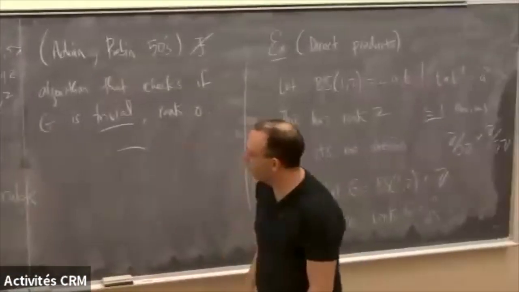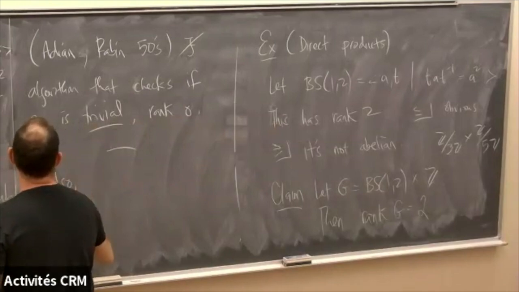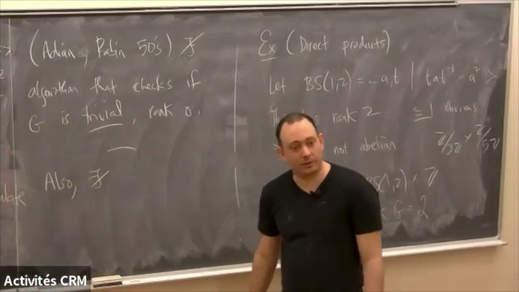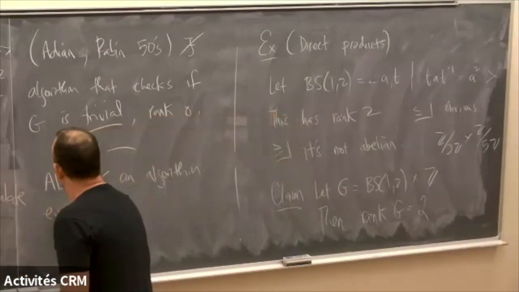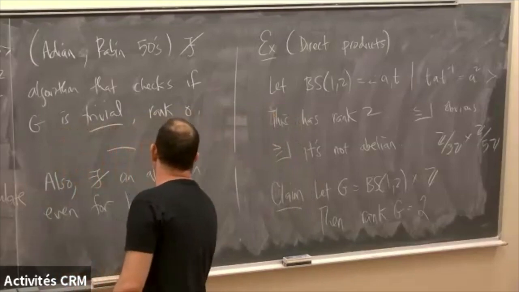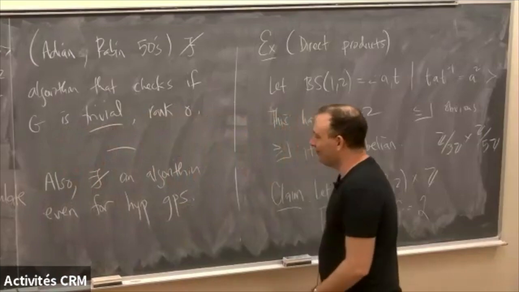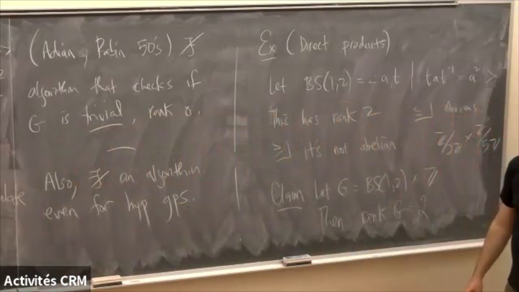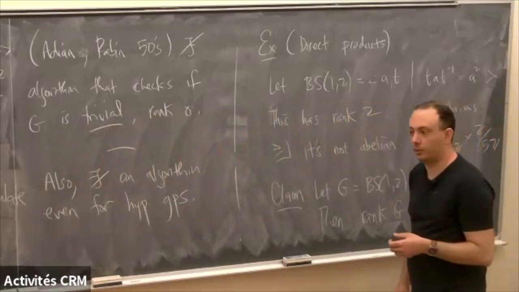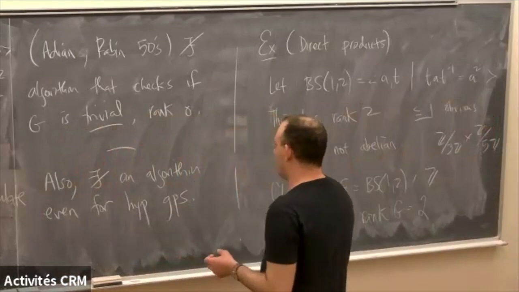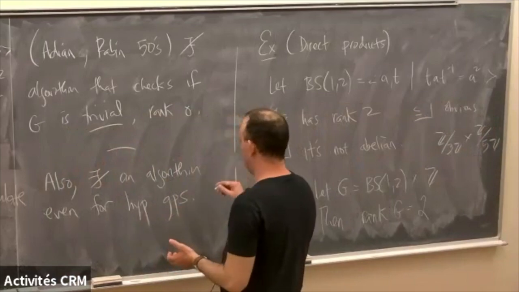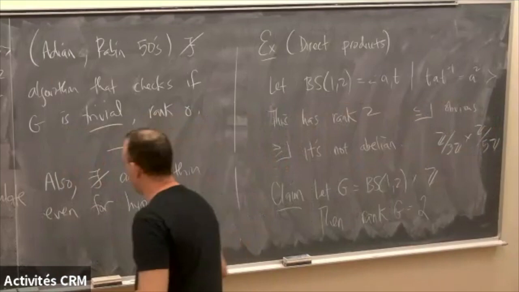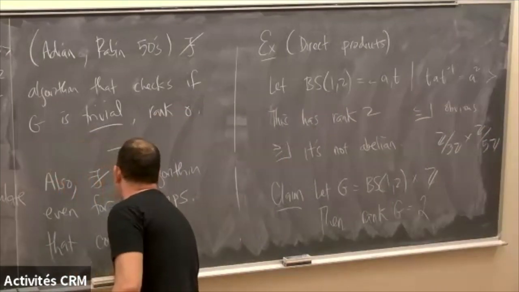Yeah, that's a great question. Also, there doesn't exist an algorithm even for hyperbolic groups, and that's more surprising, because most of the other algorithmic questions that you can come up with for hyperbolic groups are solvable. Algorithm for the rank, or to decide? For the rank, that computes the rank.